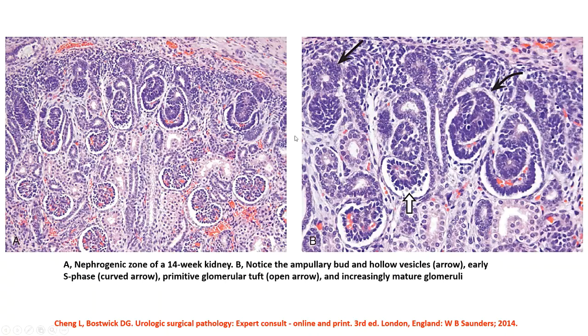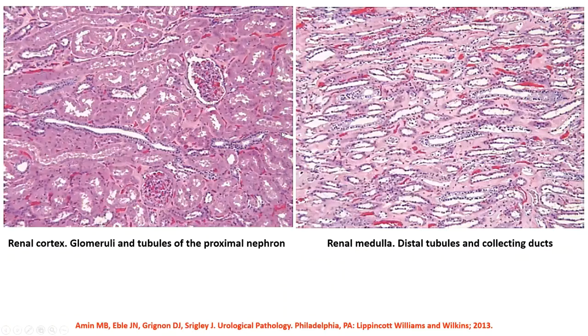So knowledge of how they look is very important. We have talked about the renal cortex. We have said that you have got the glomeruli and the tubules of the proximal nephron, which are present in contiguity with the glomerulus. And we have also said that the renal medulla sends out the medullary rays into the renal cortex. However, if you see the image on the right, that is the renal medulla, it does not quite look like the renal cortex.